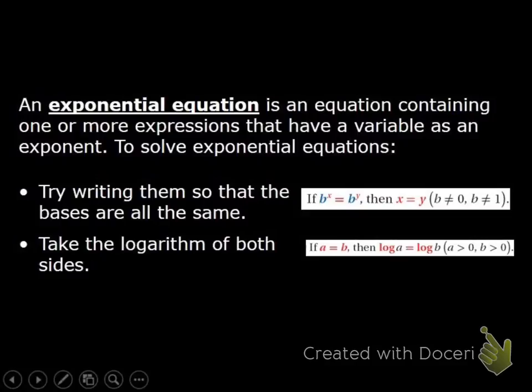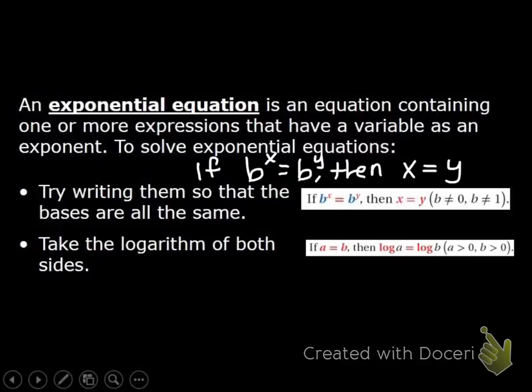So the part that's in white, that's kind of hard to see, it says if b to the power of x equals b to the power of y, that means the bases are the same, then x equals y. So we talked about that a while ago. If the big number is the same, then the exponents, which are your powers, must also be the same. So that's the first method.